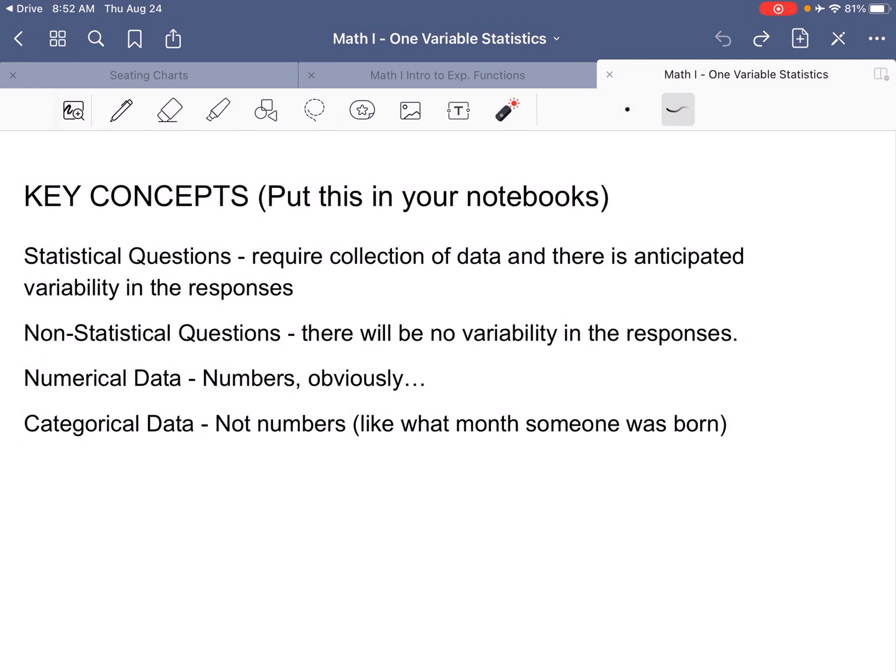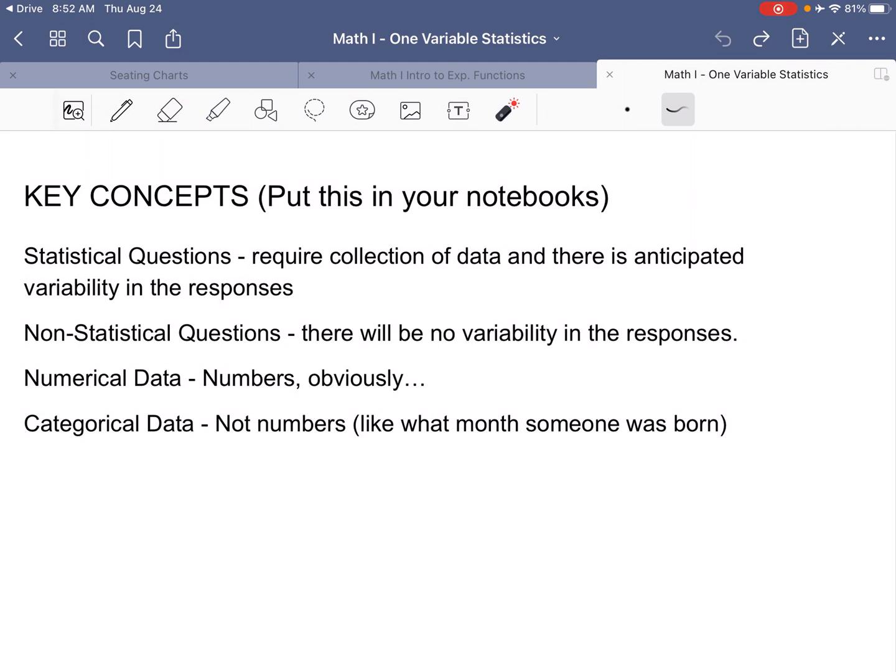Statistical questions are the types of questions where we need to collect some data and we're expecting to get a variety of responses. So the sort of thing that might be a statistical question would be like, what's your favorite movie? Or how many pets do you have? Not everybody's going to have the same favorite movie. Not everybody's going to have the same number of pets.